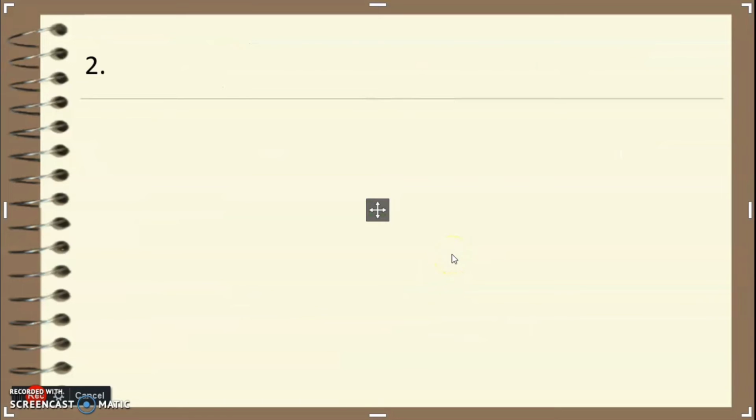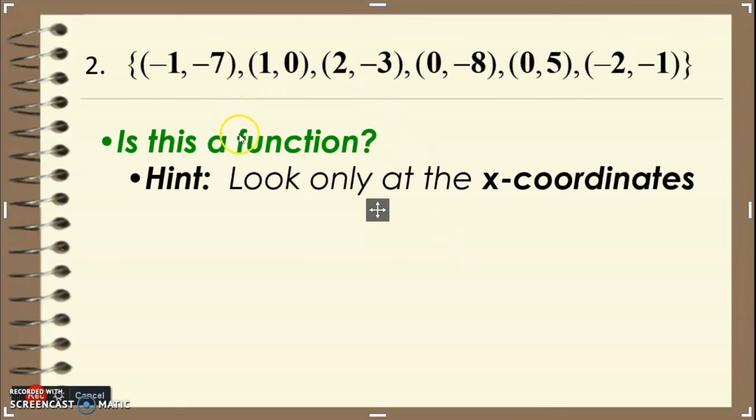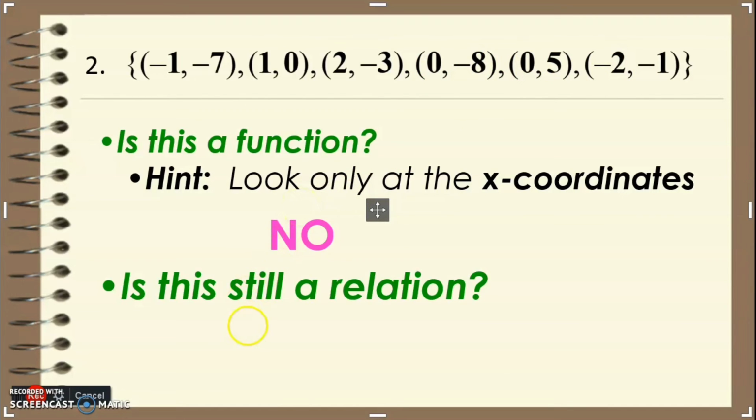Okay. Number 2 nating example. Is this a function? So, titingnan natin ang x, -1, 1, 2, 0, 0, and -2. So, pareho. Nagdoble yung 0. So, ibig sabihin, this is not a function. Is this still a relation? Yes, relation siya kasi set of ordered pairs.